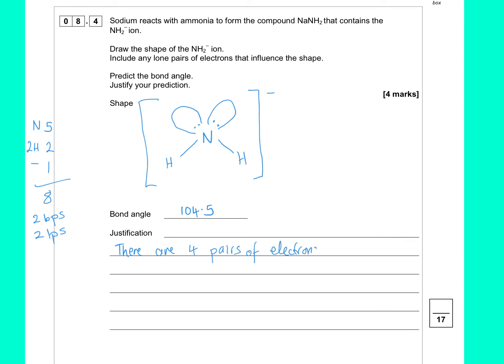Justifying it, you need to say that there are 4 pairs of electrons around the central atom, or around the central nitrogen, and they are going to repel each other and get as far apart as possible, which would give a bond angle of 109.5. You don't actually need to put that in your answer. And that lone pairs repel each other more than the bonding pairs repel each other, and a lone pair repels a bonding pair more than 2 bonding pairs. So lone pairs repel more than bonding pairs and therefore reduce the bond angle.